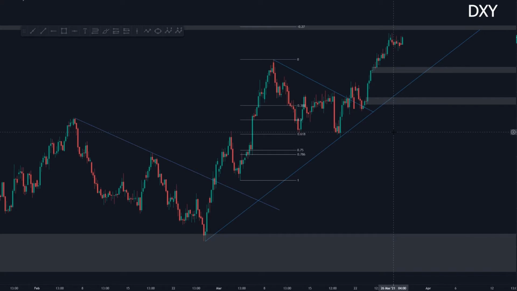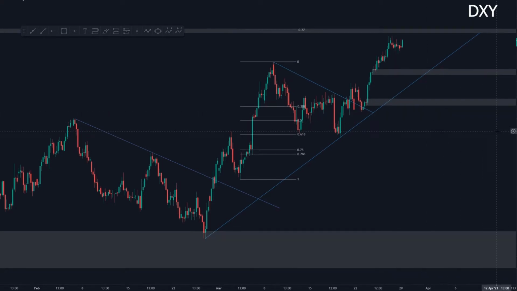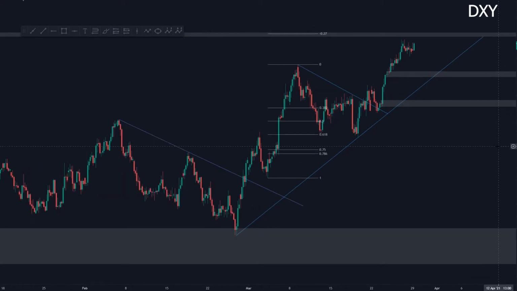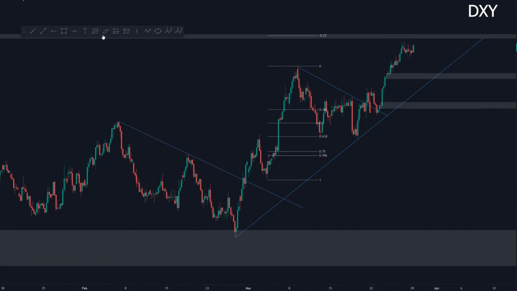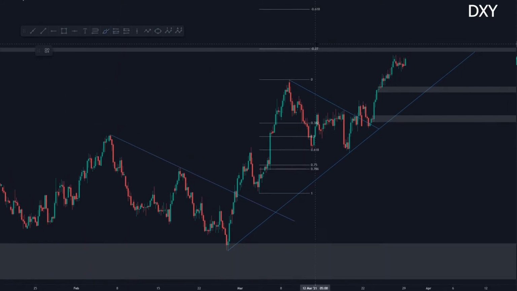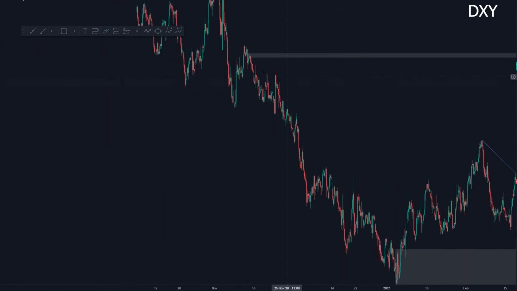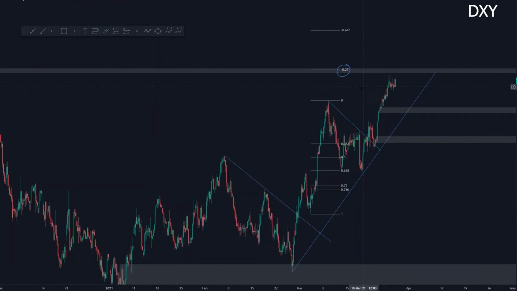Okay, hi guys, and welcome to today's daily outlook for the DXY and some other pairs that I haven't watched for today. So what are we looking at? Well, I'm currently looking at a potential DXY short. Why? Well, we're currently sitting at my 0.27 fib extension area, which aligns perfectly with my potential reversal area.